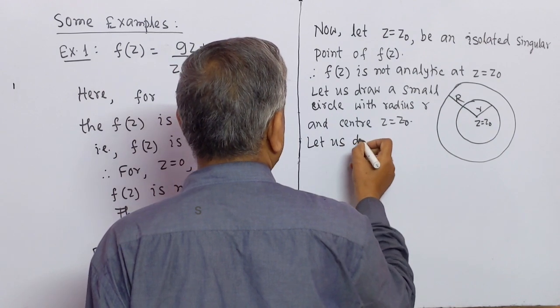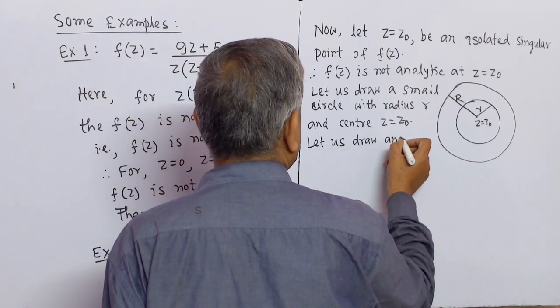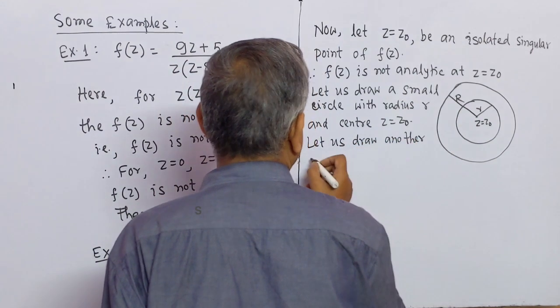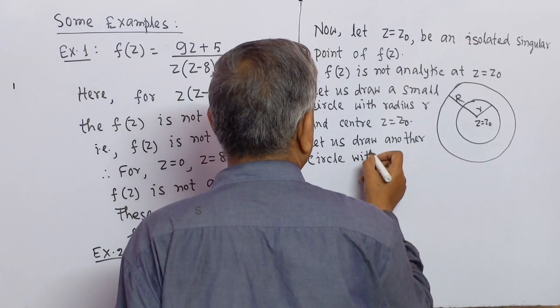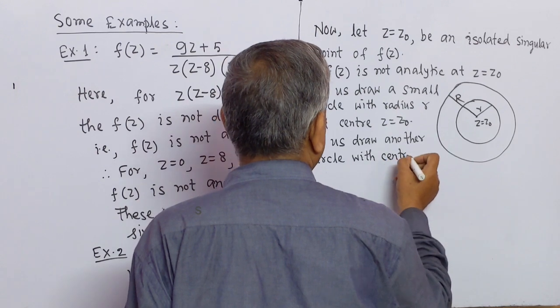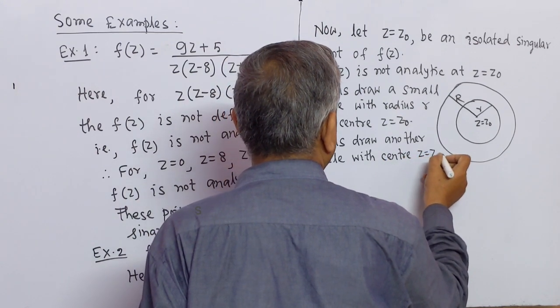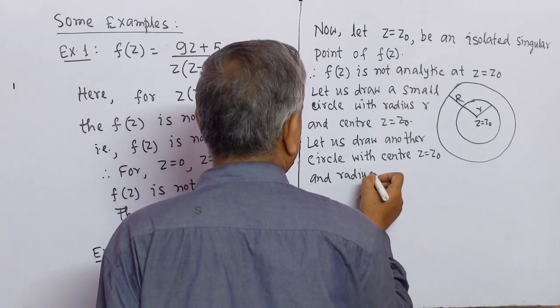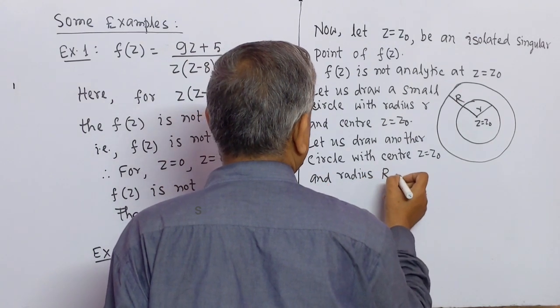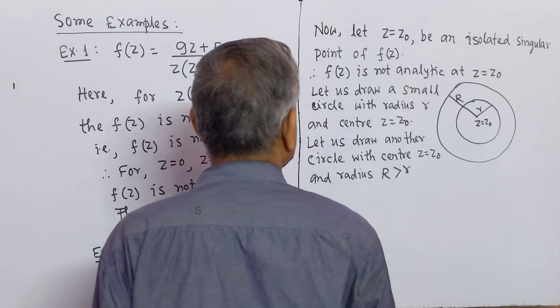Let us draw another circle with center z equal to z naught and radius capital R greater than small r.